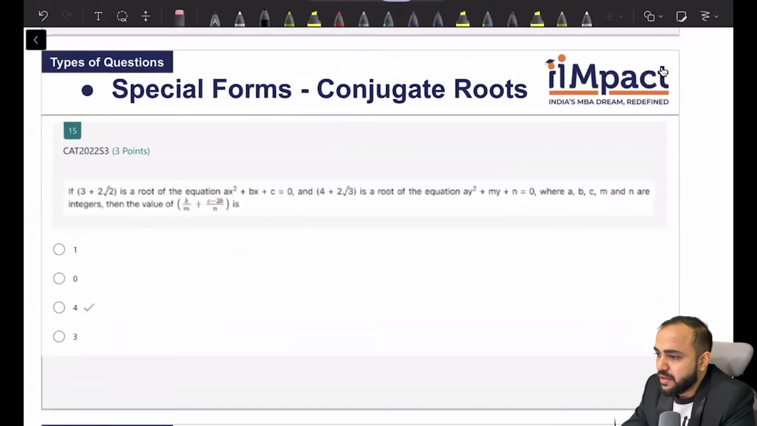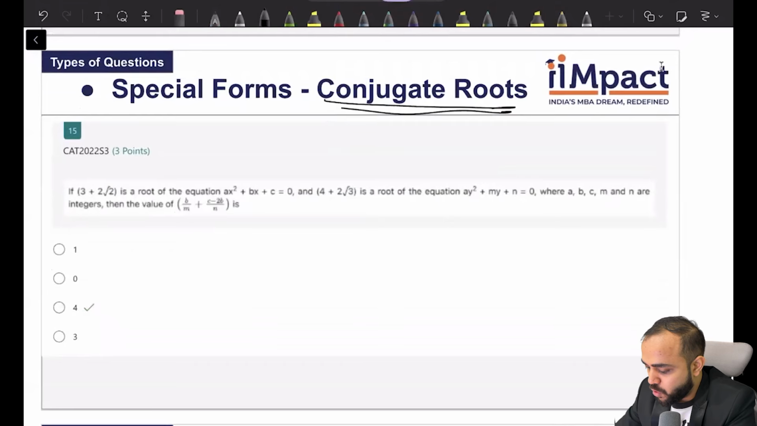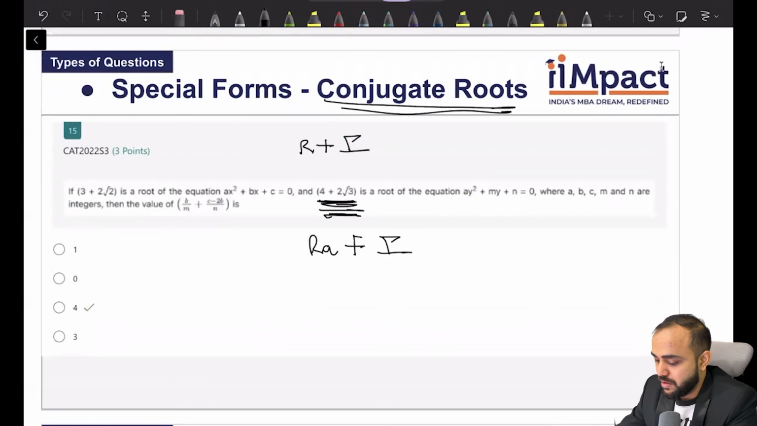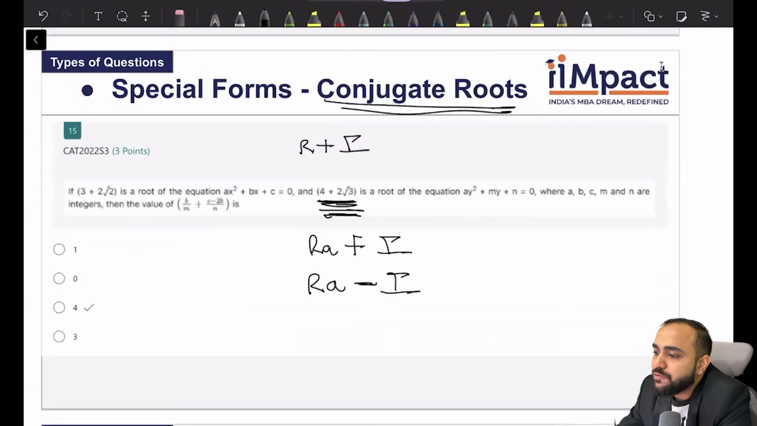So you had only three. One final special format is your conjugate roots. Just like imaginary roots, which happen as real plus imaginary, if you have something with the root of a number which is not a perfect square, your root will be of the format rational plus irrational. The other root will be rational minus irrational. So it is a good way for them to give you information.